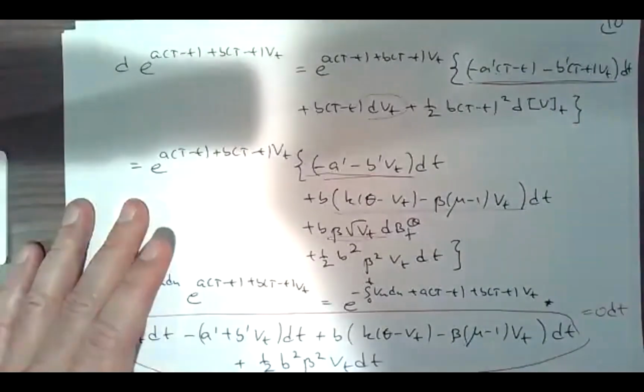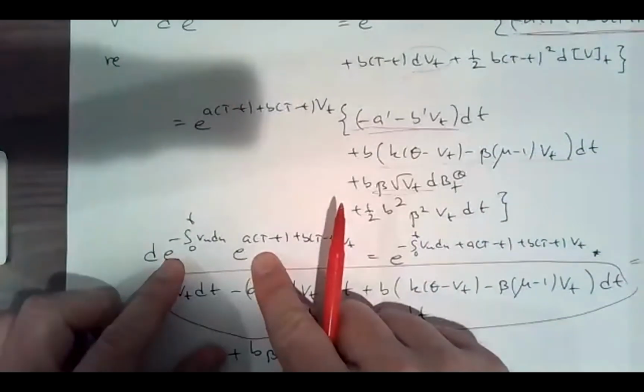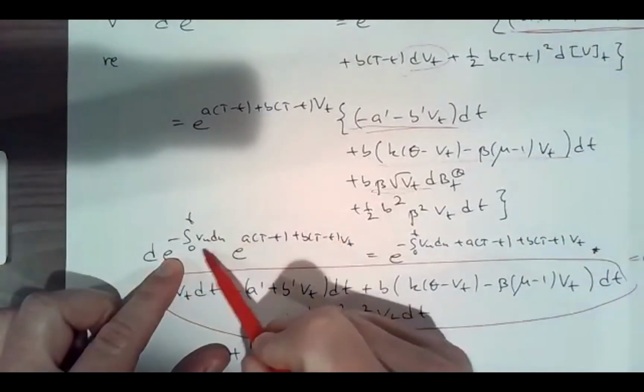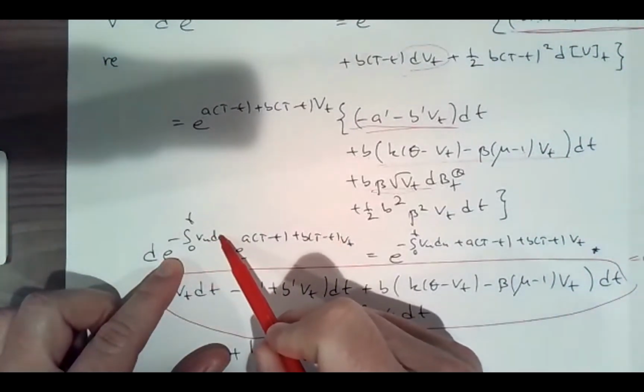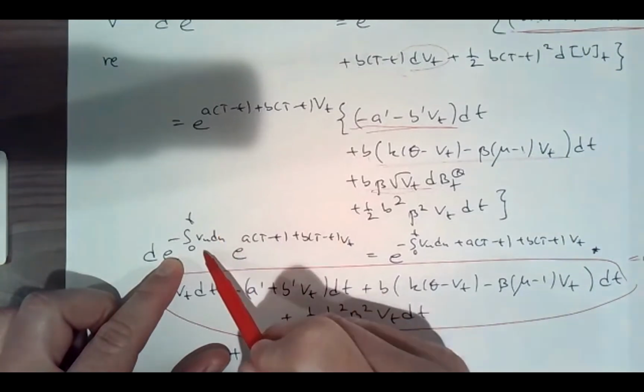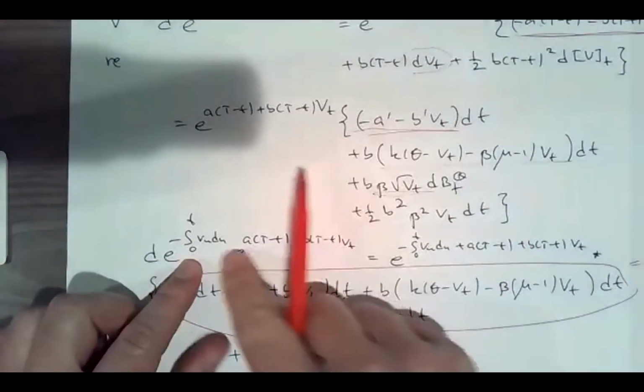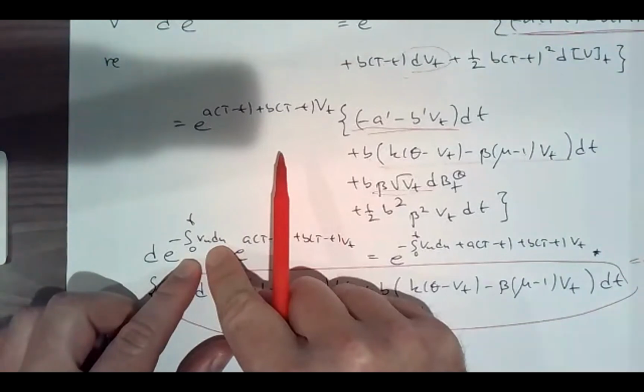Ibrahim, you are asking whether the cross variation is 0. Yes, between these two, the cross variation is 0 because the first part has just a du term. There's no cross variation between these two because the first one is smooth. There's no Brownian motion.